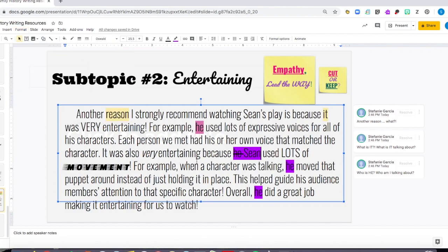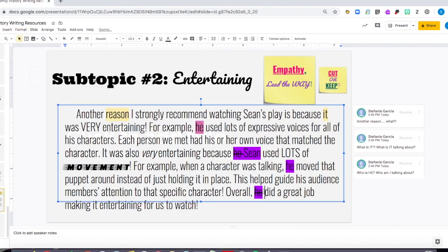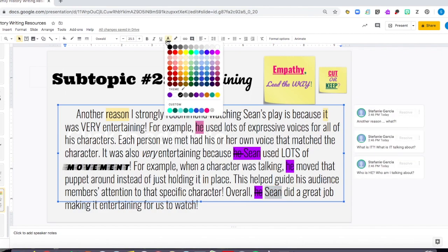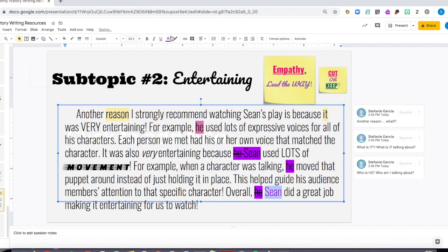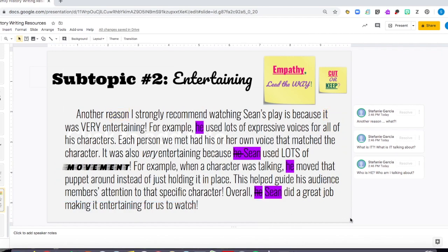So it was also very entertaining because Sean used lots of movement. For example, when a character was talking, he moved that puppet around instead of just holding it in place. This helped guide his audience members' attention to that specific character. Overall, I'm going to replace he with Sean. Sean did a great job making it entertaining for us to watch.